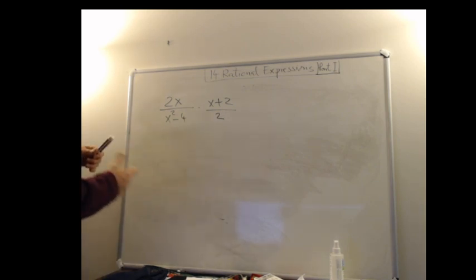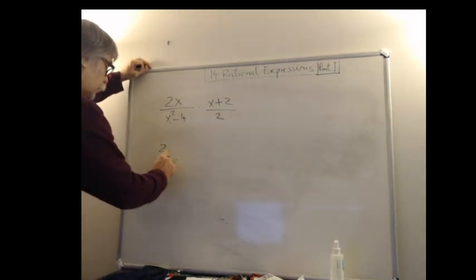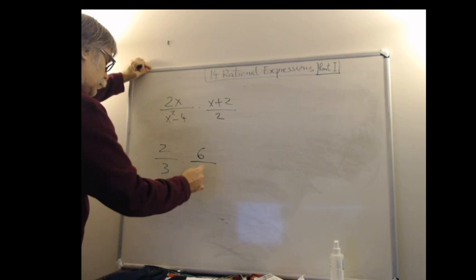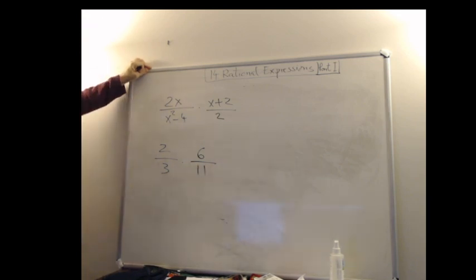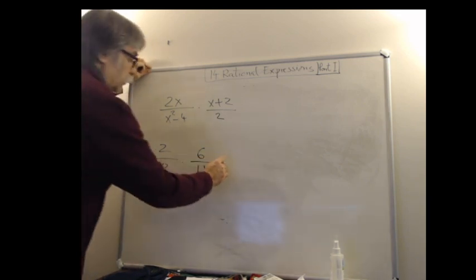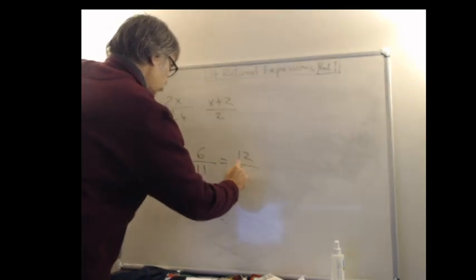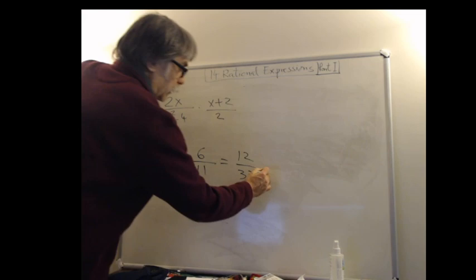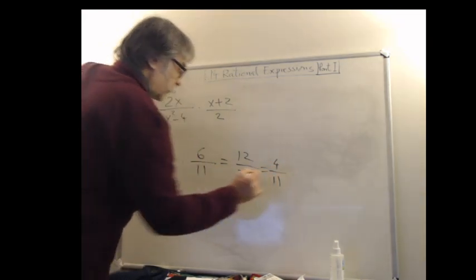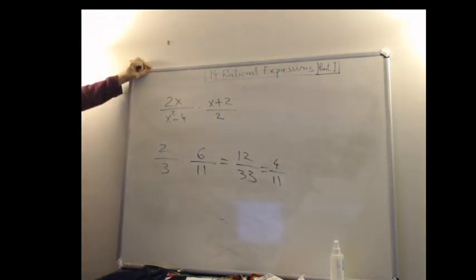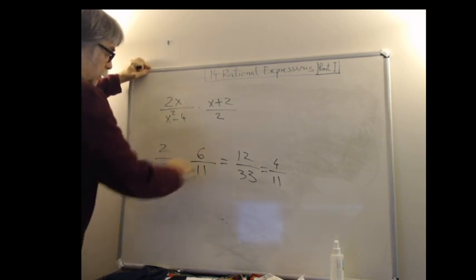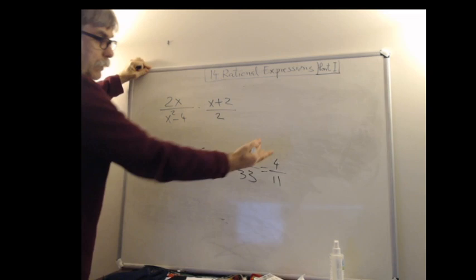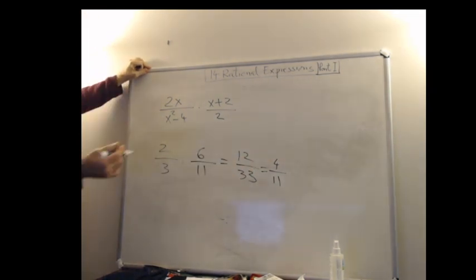So, for example, 2/3 times 6 over 11. You can multiply and you get 12 over 33, and then you realize, oh, I have 3 and 3 up and down, so divide with 3, I got 4 over 11. So you multiply 2 times 6, 3 times 11, reduce, divide with 3 up and down. Okay? You can do it with numbers.